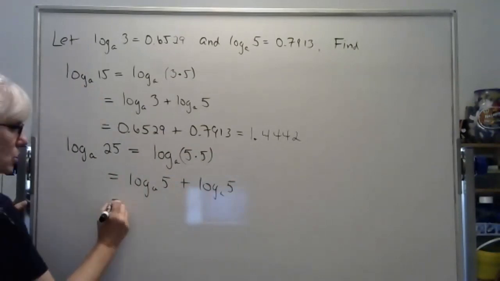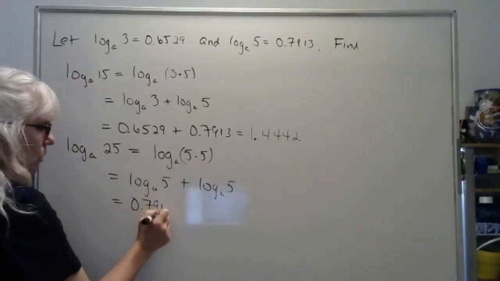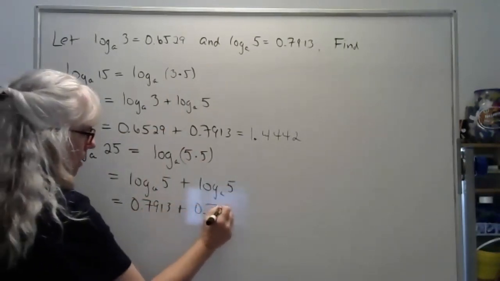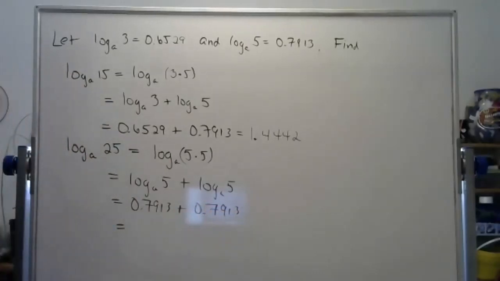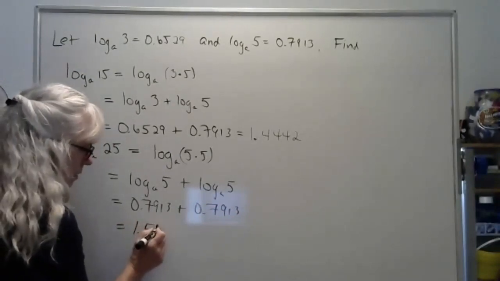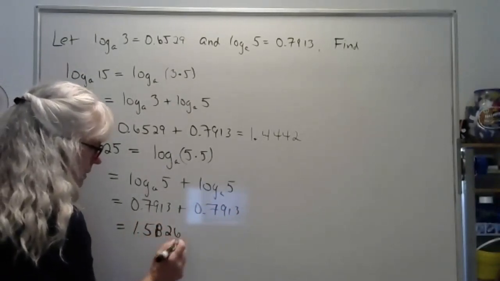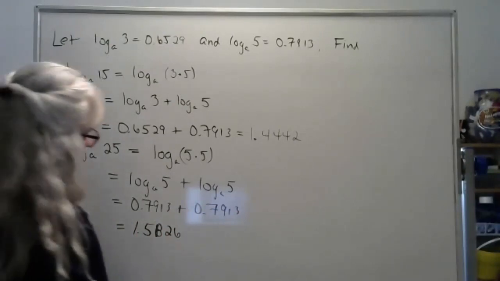Now I can replace each of those with their decimal equivalent. So in both cases, we're going to replace it with 0.7913. And then whatever that doubled comes out to be. Good. Nice. We get 1.5826. Okay, comments or questions so far? No. Let's get a little bit more complicated.